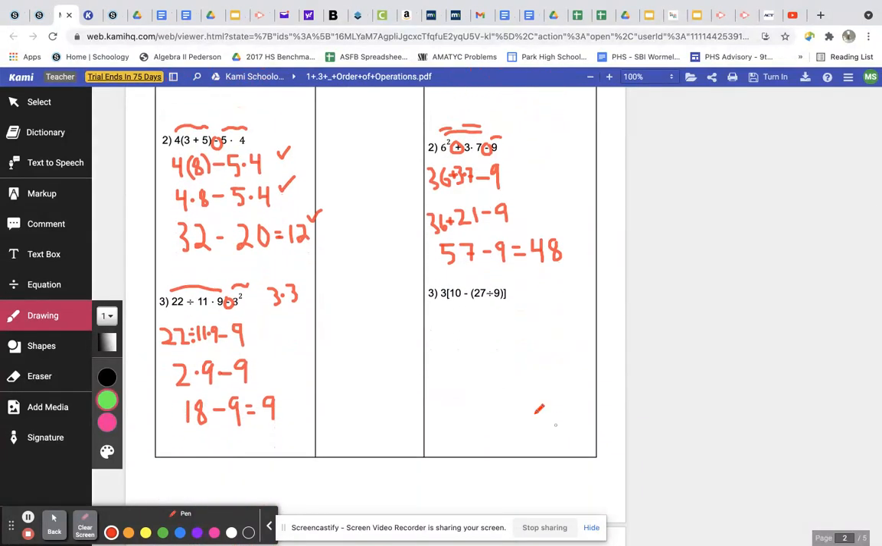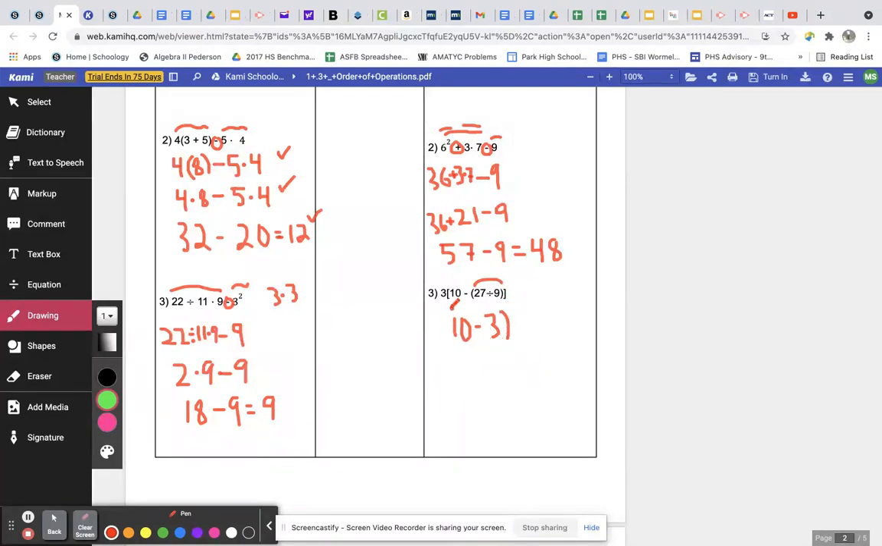All right, let's take a look at this last one. This one looks a little bit elaborate because you've got a couple of parentheses, a couple of grouping symbols. Let's do the innermost one right here first, okay? So let's do 27 divided by 9. The innermost parentheses first, 27 divided by 9. Okay, that is 3. Now we've got a 10 minus 3.